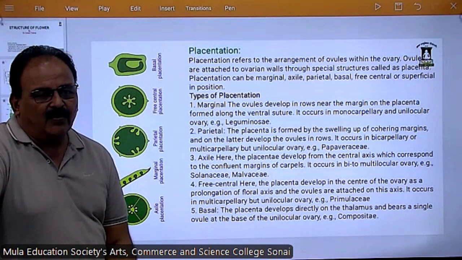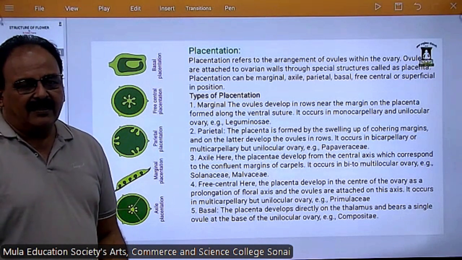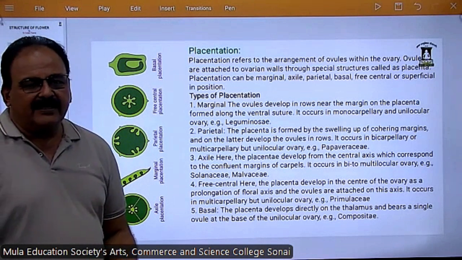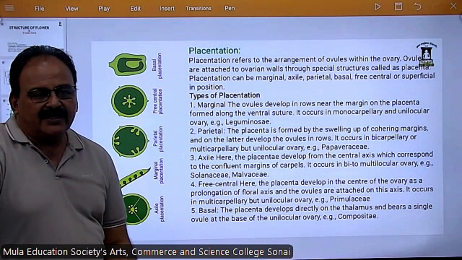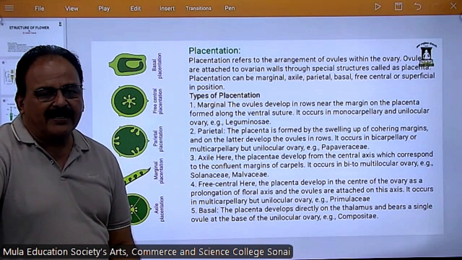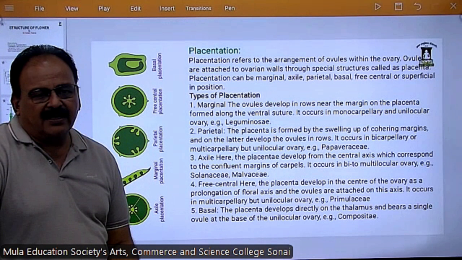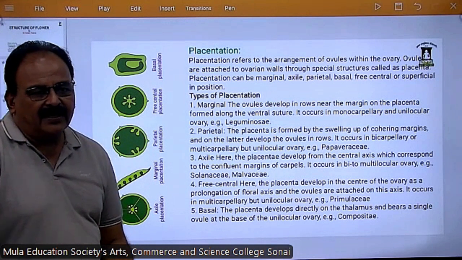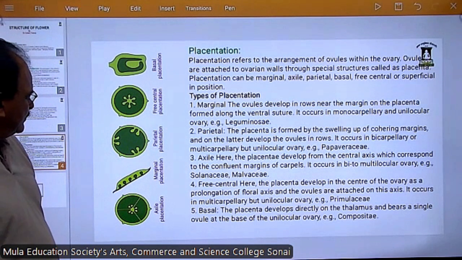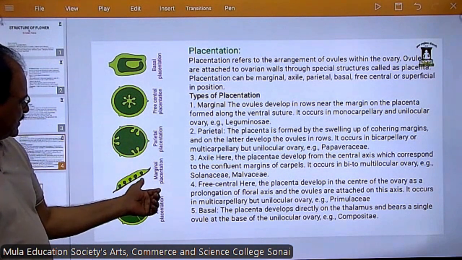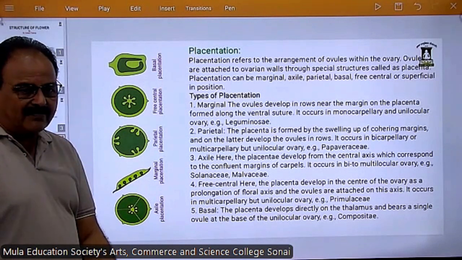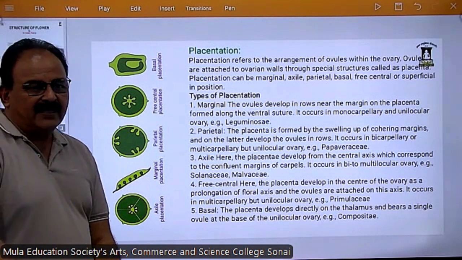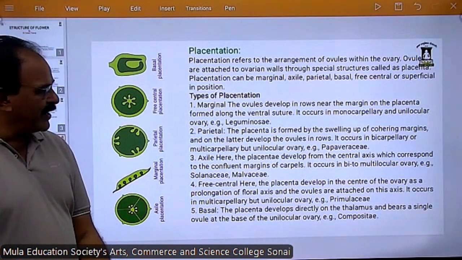Marginal: the ovules develop in rows near the margin on the placenta, formed along the ventral suture. It occurs in monocarpellary and unilocular ovary. This is a marginal placentation. They are arranged on both sutures, for example, pea. Then the second type is parietal.